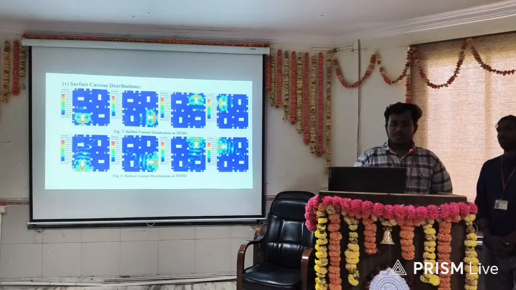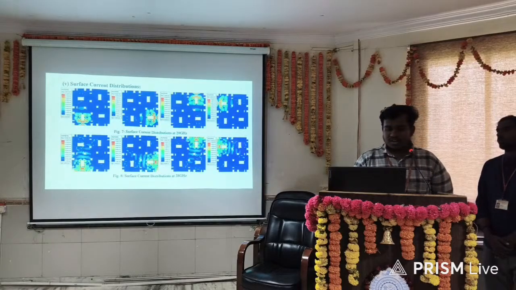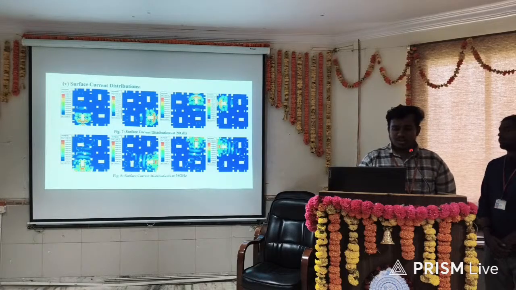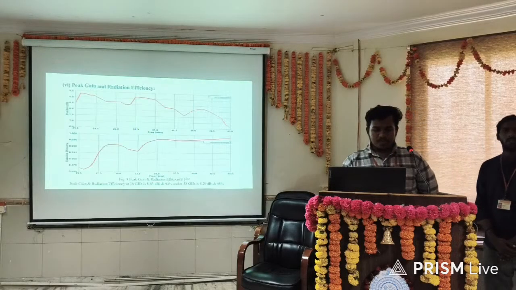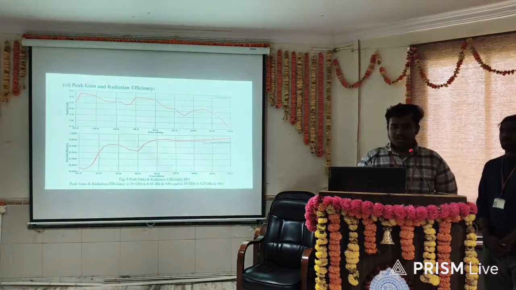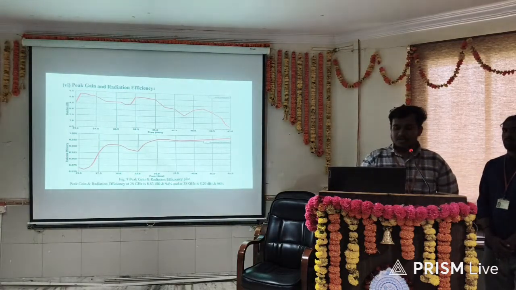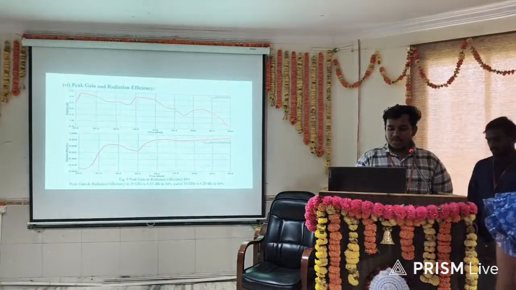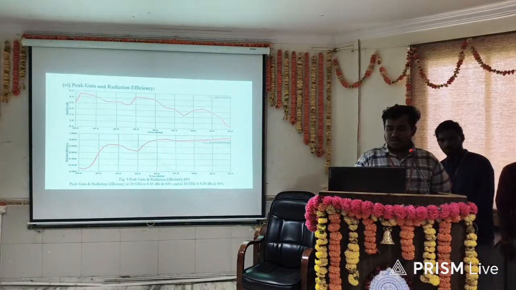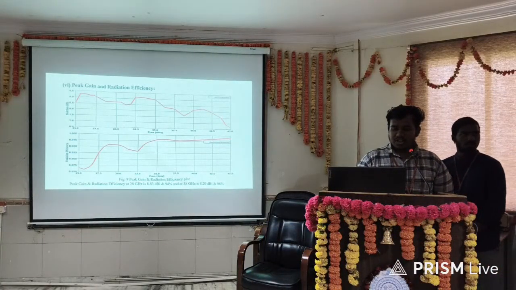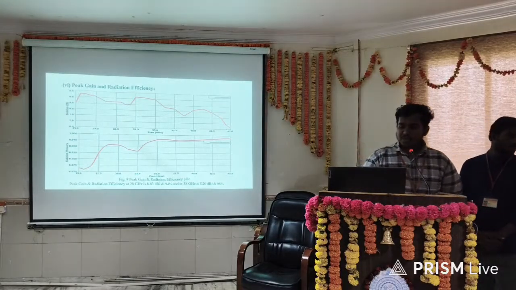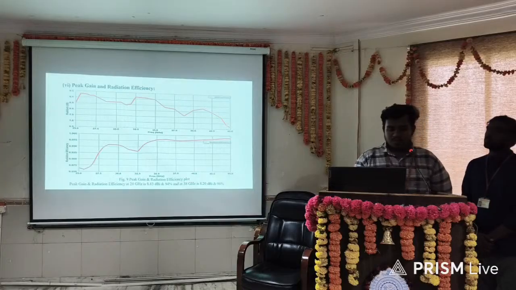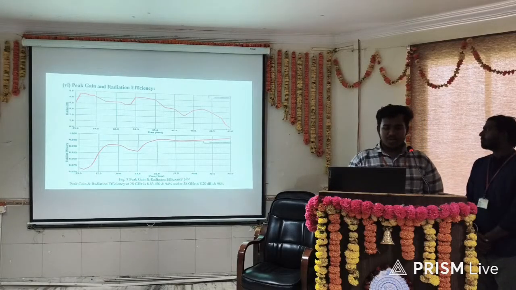This is the surface current distribution at 28 GHz and 38 GHz. It is observed that at the higher frequency, the mutual coupling is affected, while the other antenna remains unaffected. This is the peak gain plot. We have obtained 8.83 at 28 GHz and 8.20 at 38 GHz, and we have got high radiation efficiency, 94% and 98%, due to the use of Rogers RT 5880 material.